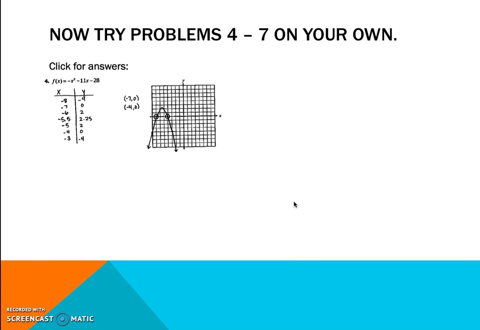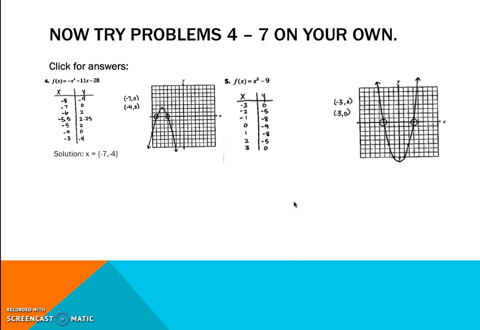At number 4, the quadratic equation has two solutions as it passes through the x-axis at two different points. At -7, 0, where x equals -7 and y equals 0, and at -4, 0, where x equals -4 and y equals 0. So your solution would be x equals -7 and -4.